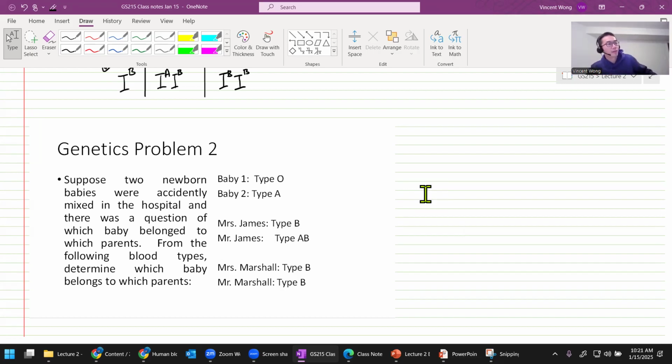All right. Thank you for all the answers. Let's take a closer look at how you would approach a problem like this on a test. So baby one is type O, and there is only one way to be type O. That is little i, little i. Right? For someone to have type O blood, they must inherit a little i from each parent. Okay? Two little i's, one from mom, one from dad.